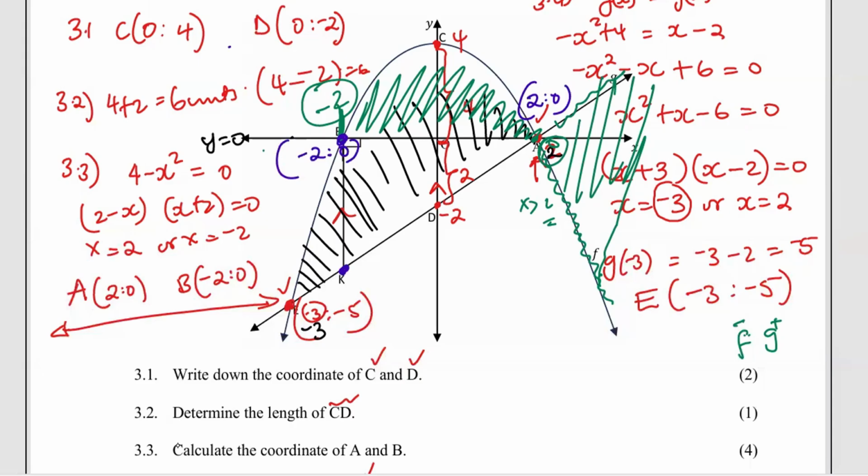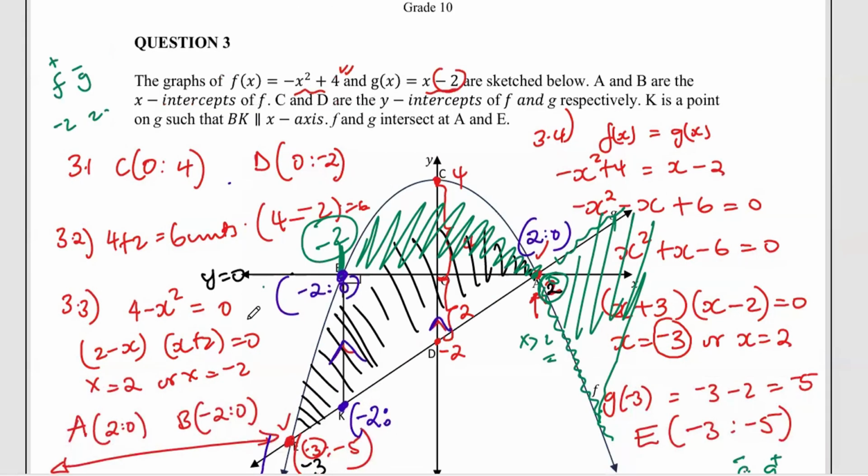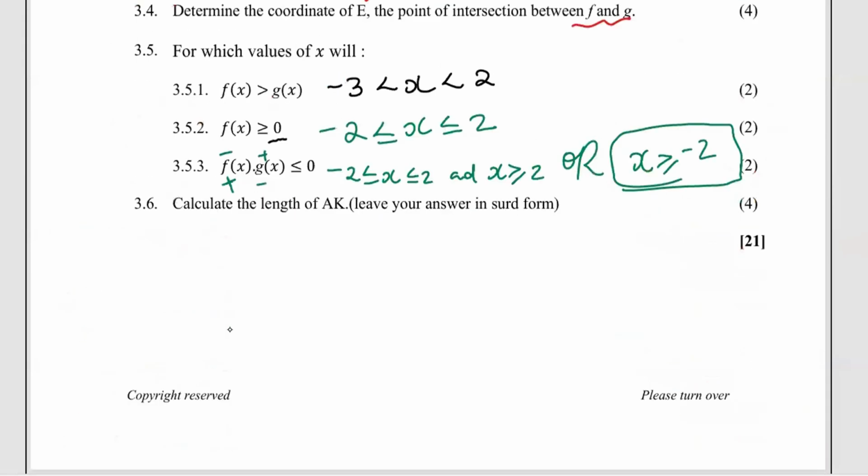What we know about K is that since these lines are parallel, meaning that if this is negative 2, even the x here must be negative 2. We only need to get the y value of K, and K is passing through the straight line, which is x minus 2. So I'll say g of negative 2 is going to be negative 2 minus 2, which gives us negative 4. So K is negative 2 and negative 4, and A is 2 and 0.